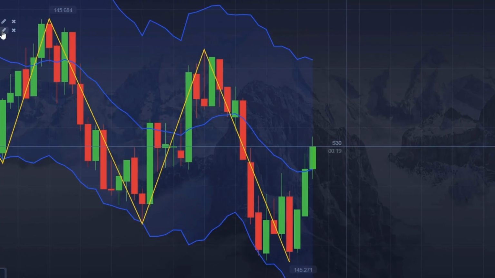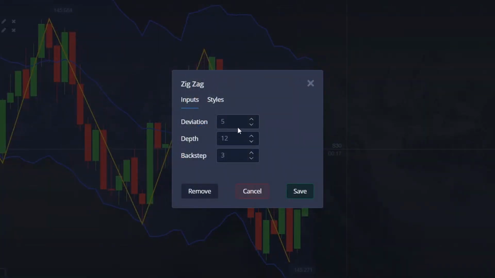The ZigZag line I'm just going to leave as default: deviation of 5, depth of 12, and back step of 3. Everything I'm just going to leave as default.